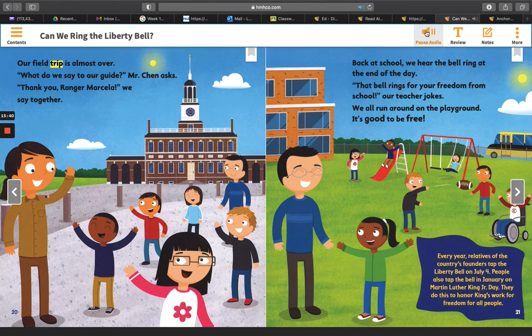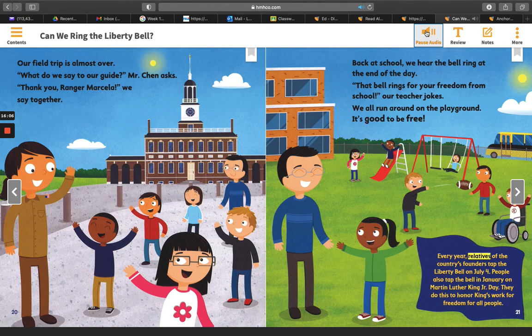Our field trip is almost over. "What do we say to our guide?" Mr. Chen asks. "Thank you, Ranger Marcella," we say together. Back at school, we hear the bell ring at the end of the day. "That bell rings for your freedom from school," our teacher jokes. We all run around on the playground. It's good to be free.